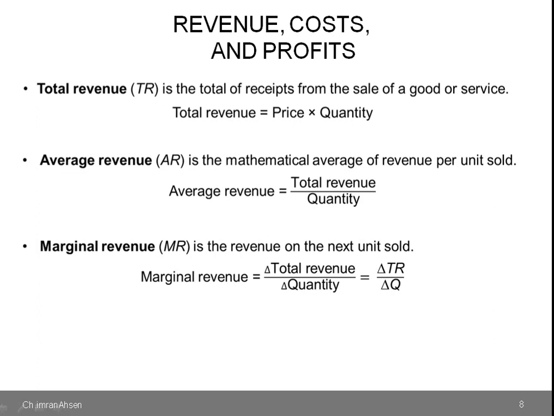Marginal revenues: revenue on the next unit sold. There is a change in total revenues by selling one extra unit. That change is called marginal revenues. Marginal revenues is equal to change in total revenue divided by change in quantity.